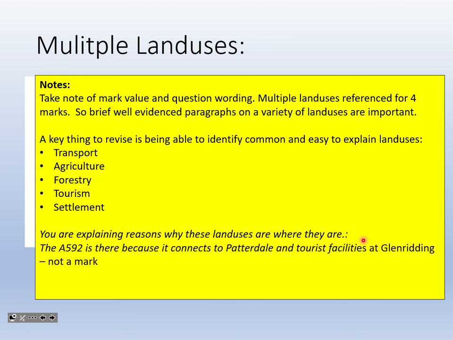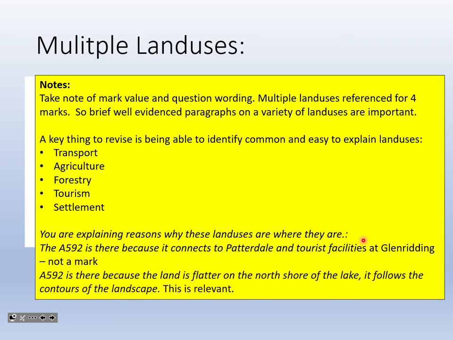Here's an example of what I'm talking about. "The A592 is there because it connects Patterdale to tourist facilities" would be a tempting sentence for you to write. It looks right at first glance. But that actually isn't the reason why the A592 has been built where it has been built, and that's what we're being asked.